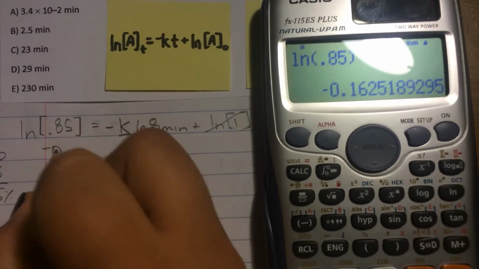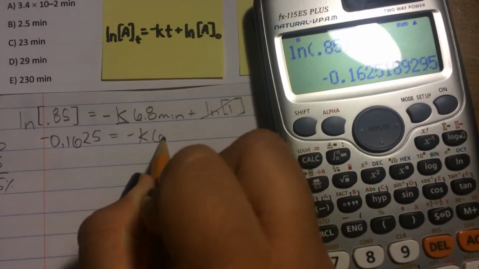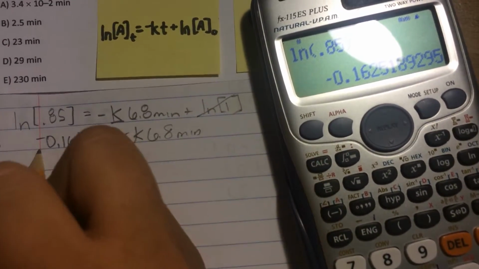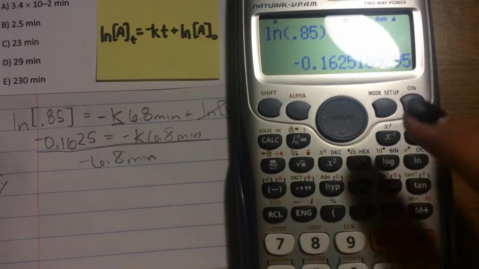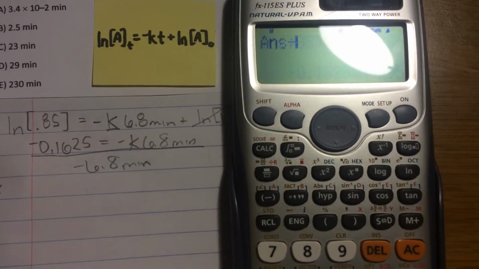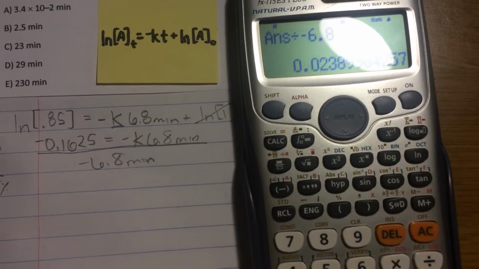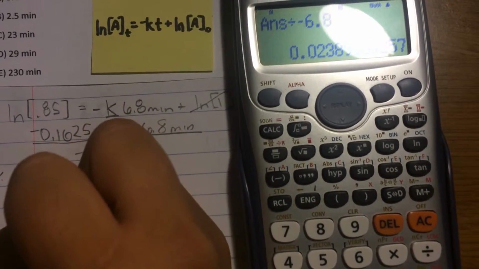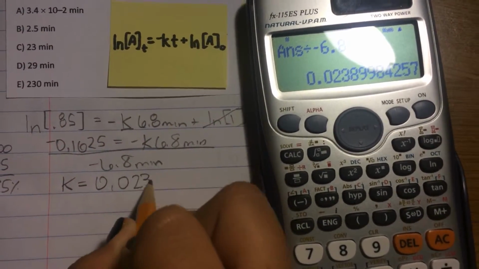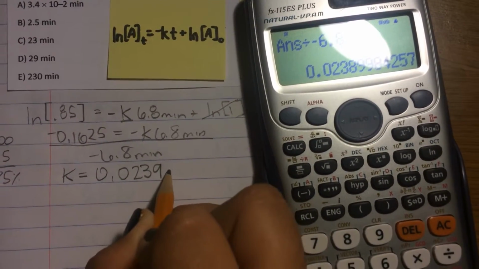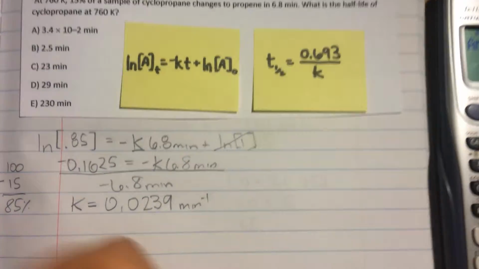is negative 0.1625, which is equal to negative k times 6.8 minutes. We want to divide that by negative 6.8 minutes. So we get this right here divided by negative 6.8. So that's going to give us that k is equal to 0.0239 minutes to the negative 1.